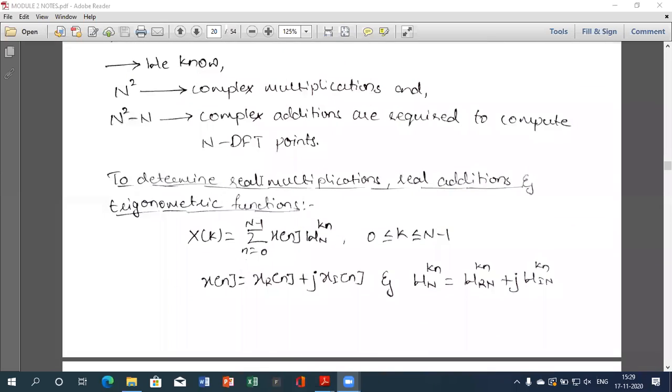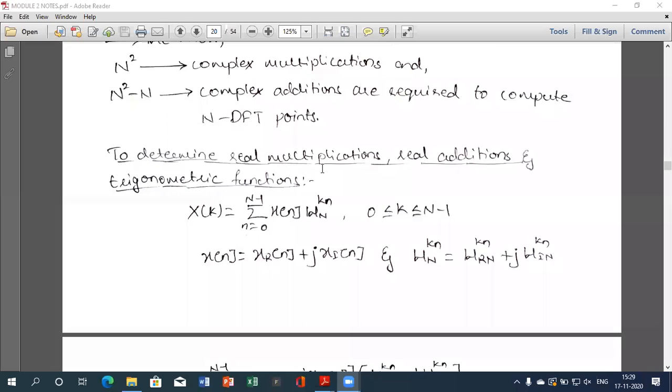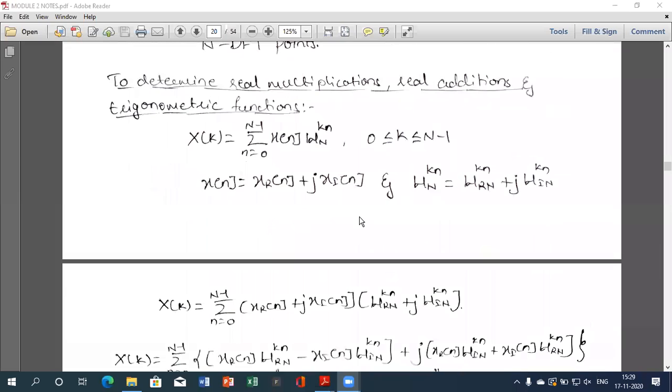To determine the real multiplications, additions and trigonometric functions, first we focus on real multiplications in complex multiplication. A complex number holds both real and imaginary parts. If I find the real part, the imaginary part will be the same. We know that X of k is the summation for n equals 0 to N minus 1 of x of n W_N raised to kn, where k varies from 0 to N minus 1.